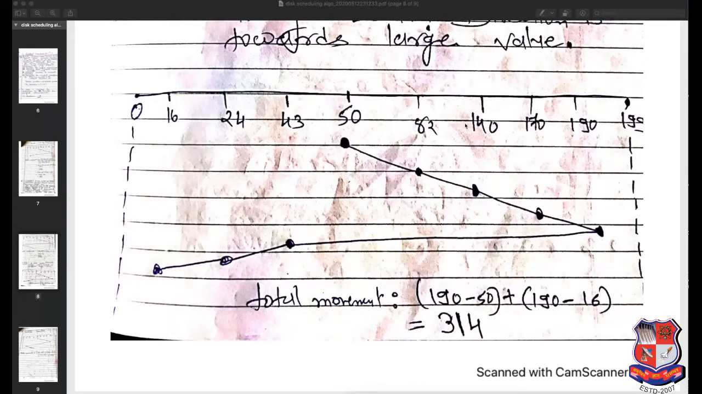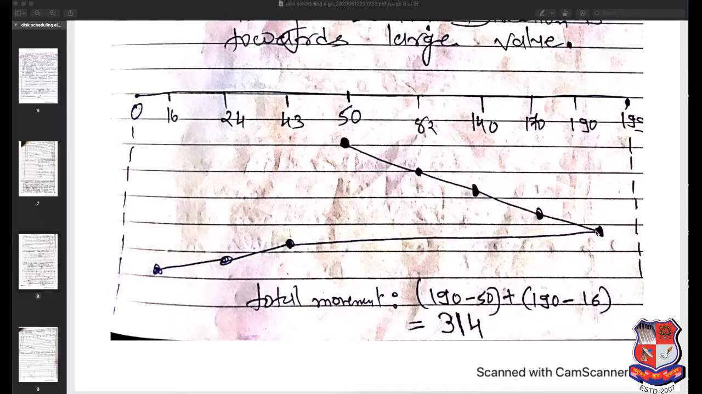In the LOOK disk scheduling algorithm, if we start from the current position, we move to the end of the request track, not to 199. The last request track in this direction, left to right, is 190. So we move 50 to 82, then 82 to 140, 140 to 170, and 170 to 190, and 190 is the last request track of the same direction.